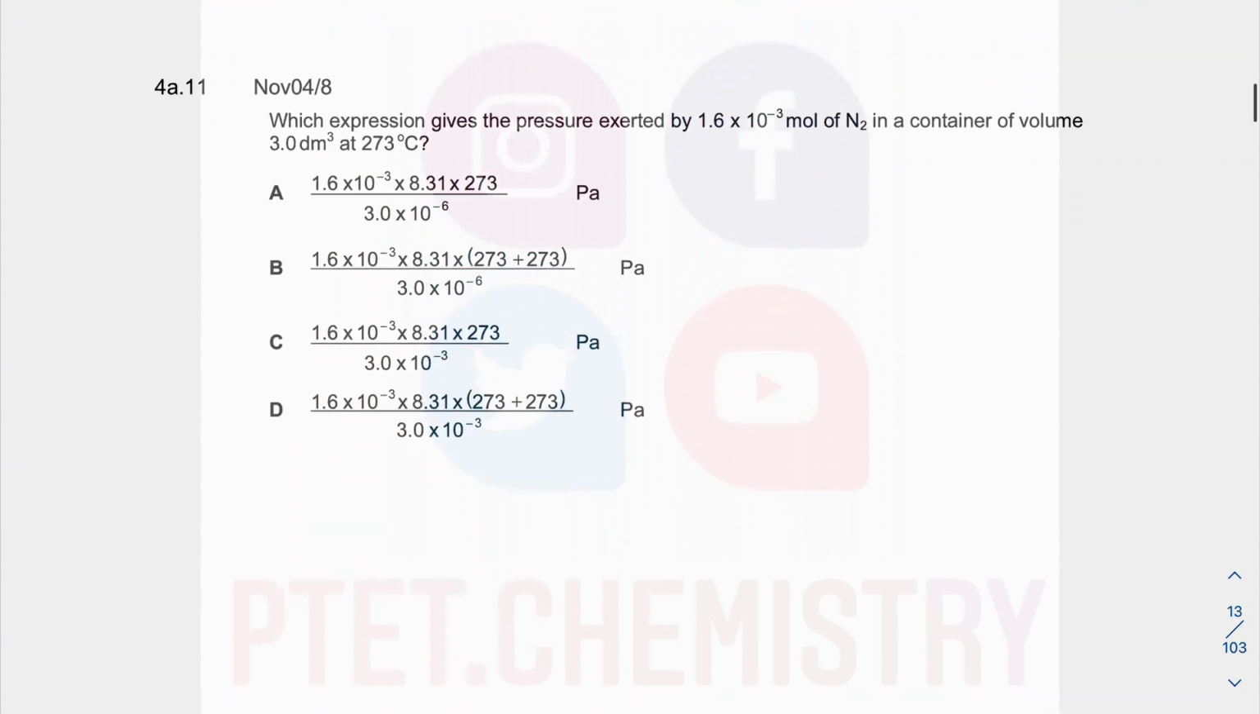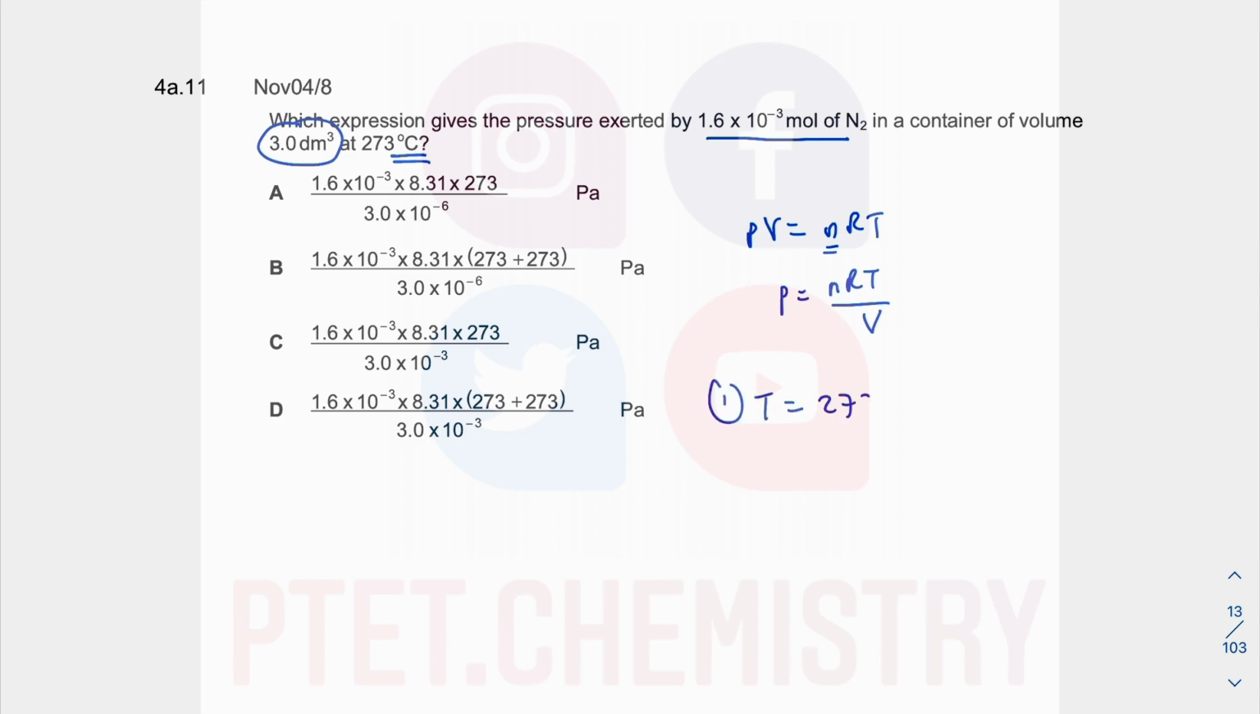So this next question is another ideal gas equation, but here you're given volume in dm cube. This is in degrees Celsius. This is already given in mole. So PV equals nRT, so I don't need to do anything about the number of moles there. So pressure is nRT over V.